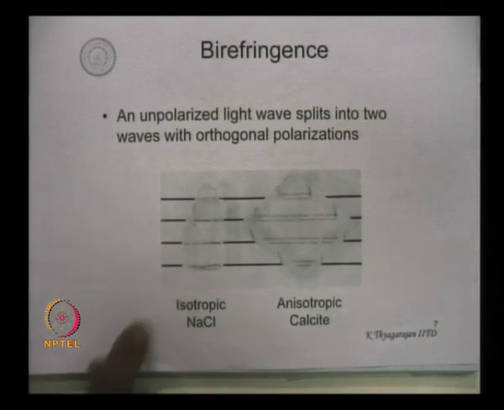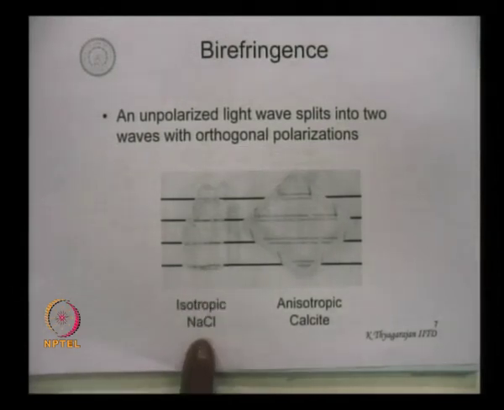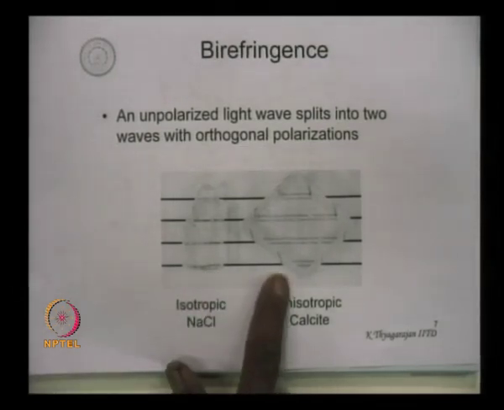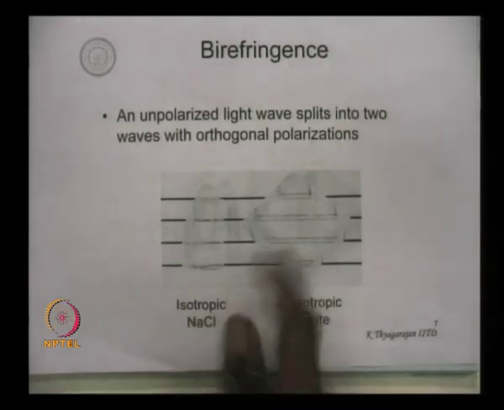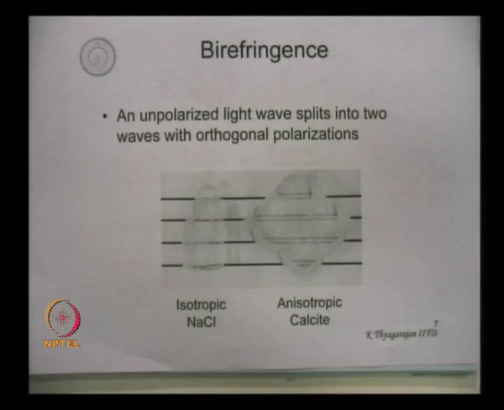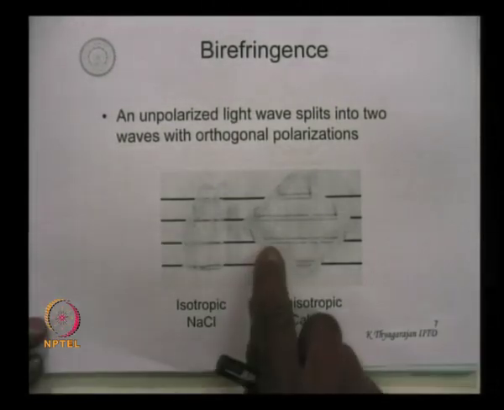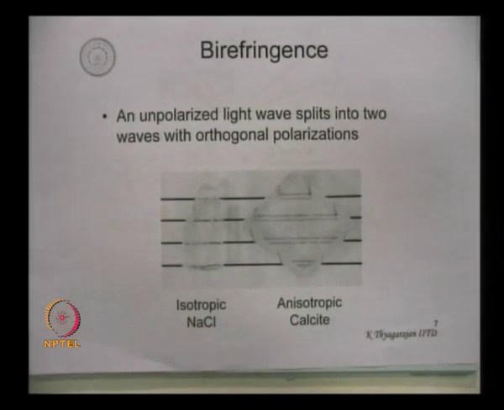So, this is a normal isotropic crystal, sodium chloride, and that is an anisotropic crystal, calcite. You can see two lines, two images coming through this, because light is unpolarized and comes out through the crystal. One of these lines corresponds to the ordinary wave and the other one corresponds to the extraordinary wave.